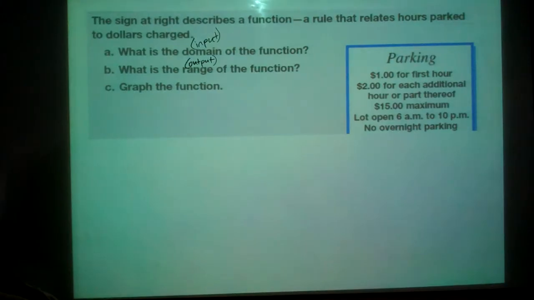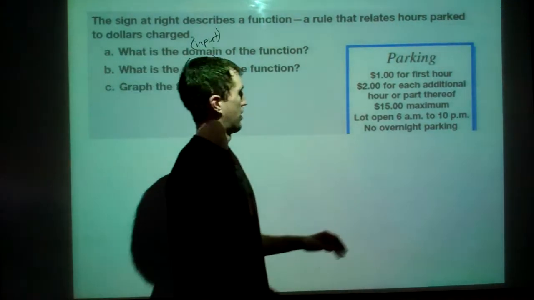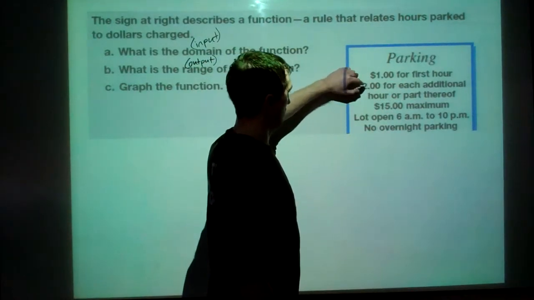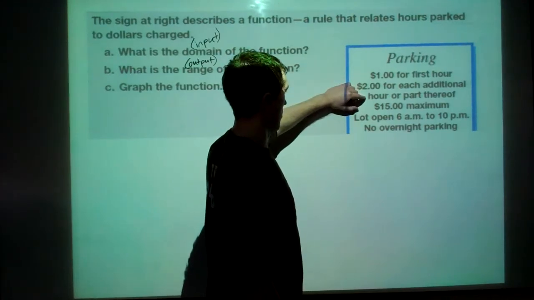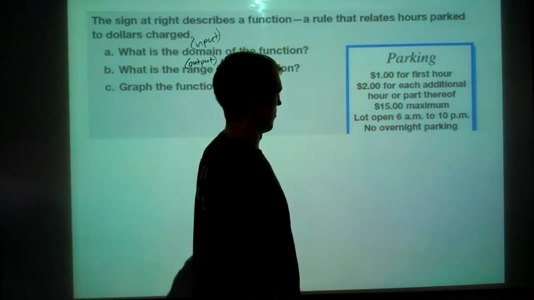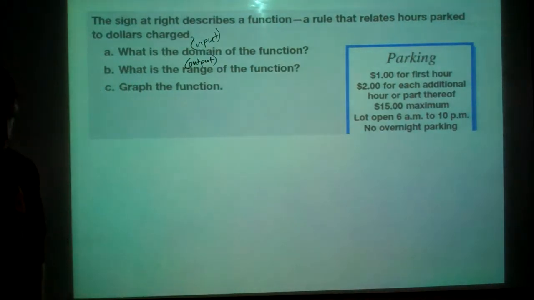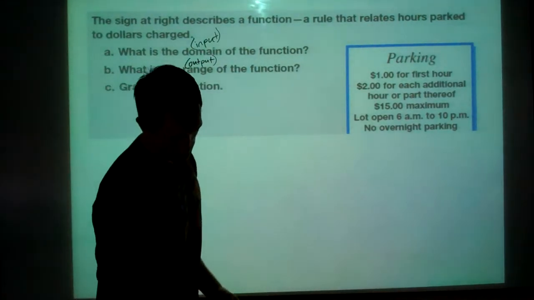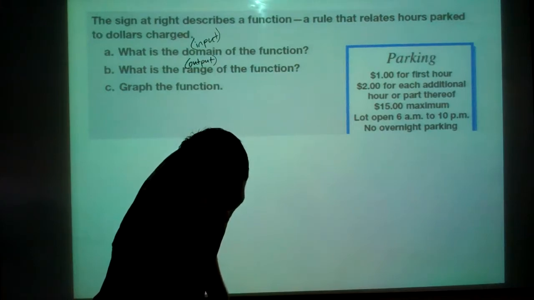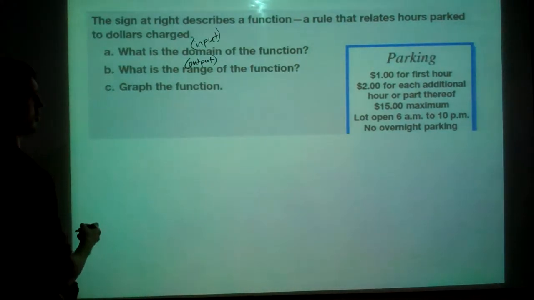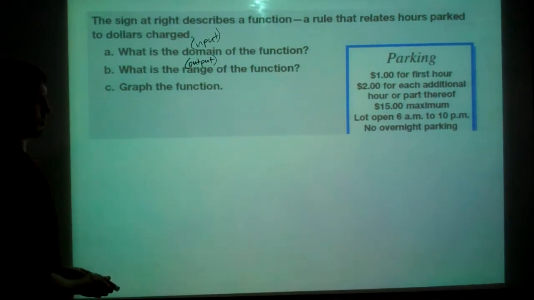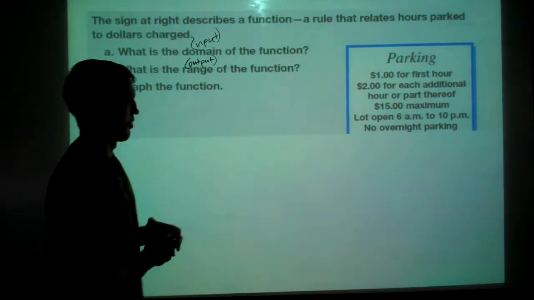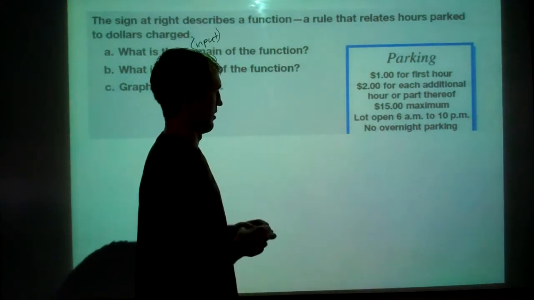And if we want to talk specifically, let's see what can happen here. $1 for the first hour, $2 for each additional hour or part thereof, $15 maximum. Okay. So looks like if we were to start making a little table here, lot open 6 a.m. to 10 p.m. and no overnight parking. Okay, so you can't park overnight, it's open from 6 to 10.